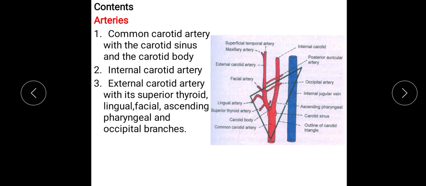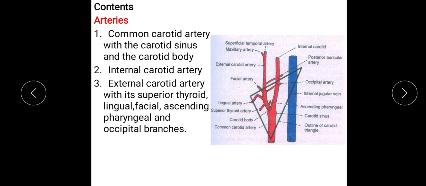Then the contents of the carotid triangle. This one is the common carotid artery. At the termination of the common carotid artery, there is a dilatation known as the carotid sinus, and the carotid body, the internal carotid artery, and the external carotid artery with its branches.